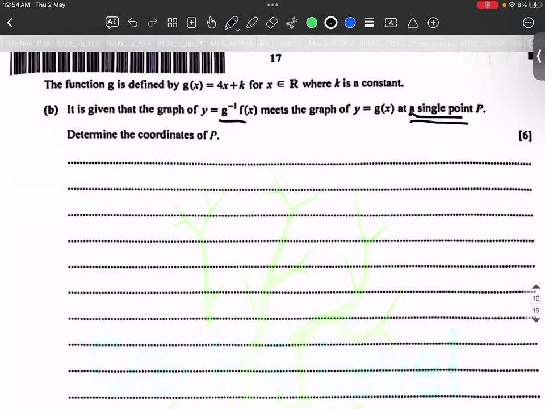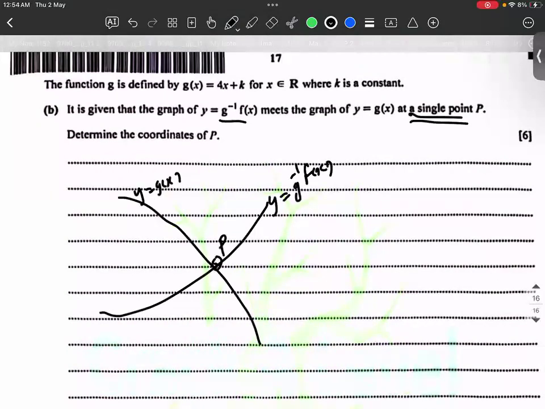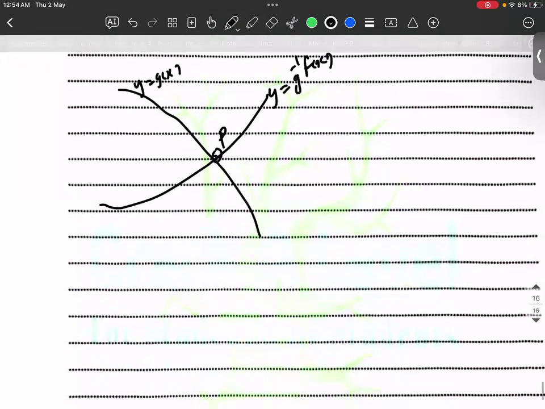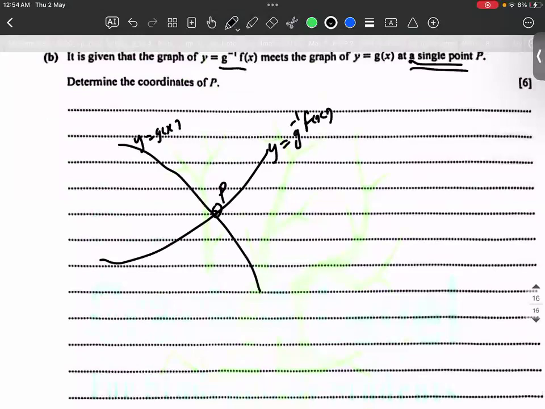So that means we have a graph. This is y is equal to what? g inverse of f of x, and this intersects what? This y is equal to g of x at one single point. What is that point? It is P. So we need to find the coordinates of P. That is our ultimate objective.